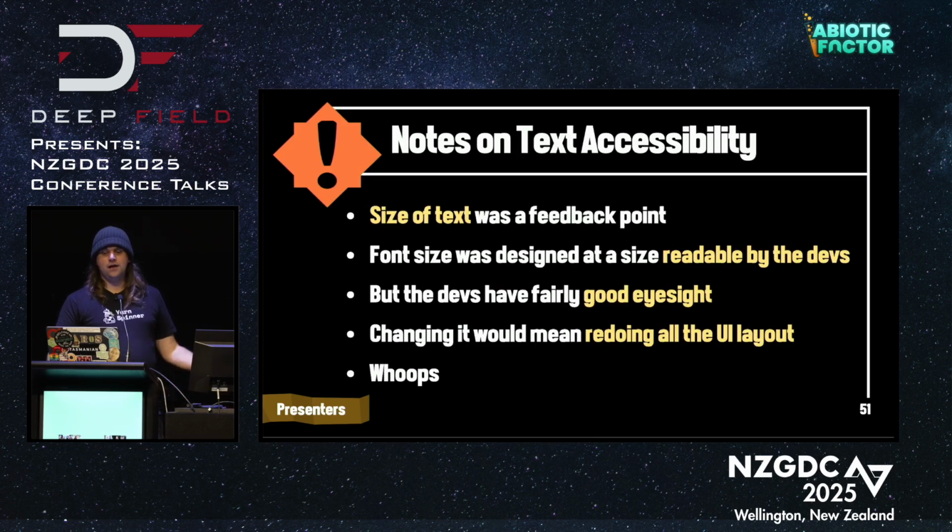It wasn't all good. Size of text was a feedback point late in development where basically several people were saying the text is too small to read. The font size was originally designed at a size that was readable by the developers, a very common thing. But all the devs have fairly good eyesight. And they wanted to change it, but to do that would have meant redesigning every screen of UI. And so they had to ship it as is. The dev team told me that they consider that to be their biggest failure, which is a shame.